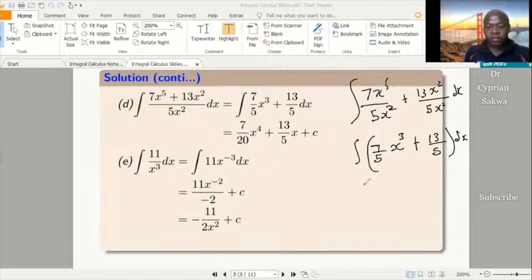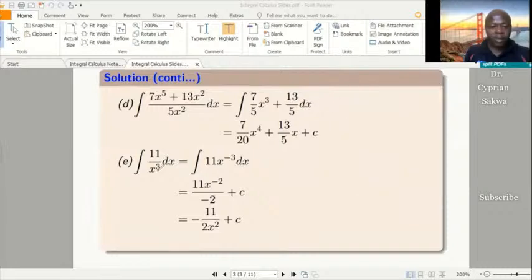So this becomes 7/5 x^4, then divide by that 4. Then the other one is a constant, so it will be 13/5 x, then plus c. But now 5 times 4 is what is giving me this 20. So I have 7/20 x^4 plus 13/5 x plus c. That's how I did that.